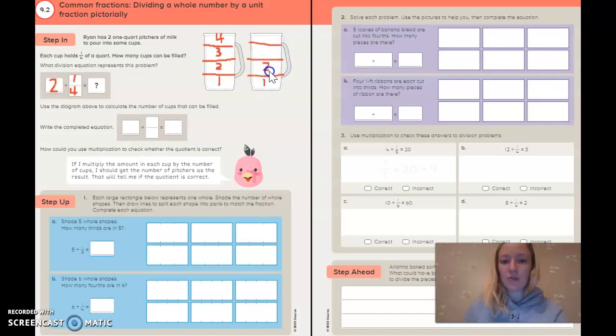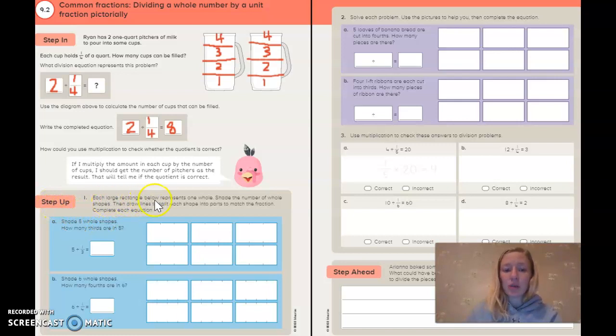1, 2, 3, 4. Okay, so write the completed equation here. So I know I took 2 divided by 1/4. Now to get my answer, I just need to count how many I had total. Well, I had 1, 2, 3, 4, 5, 6, 7, 8. So if I were to break up these 1-quart pitchers of milk into cups that could only hold 1/4, I would be able to fill 8 different cups. Okay, it might make a little more sense if we keep moving on and try one of these step-up problems.